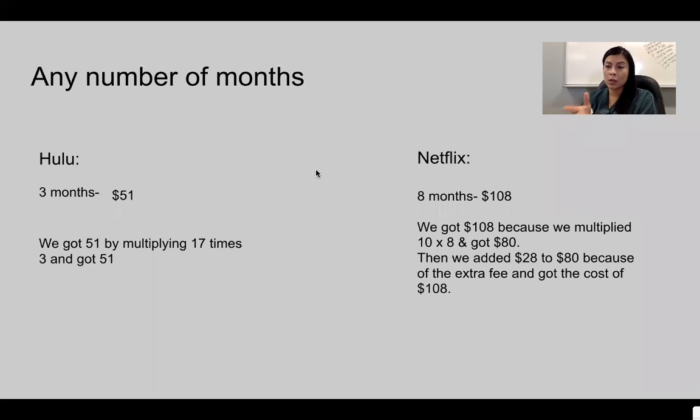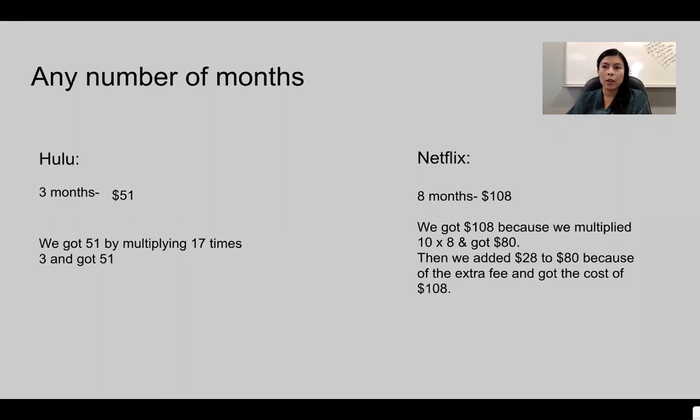So this is the whole point, okay? The whole point of getting you to think about what am I doing each time? When you think about what you do each time, that is a rule. What we're trying to do is write an algebraic rule. That's the goal: to write an algebraic rule so that we could calculate the cost of Hulu and Netflix for any number of months, whether it's 2 or 200 or 100. All right, so we want to be able to do that.